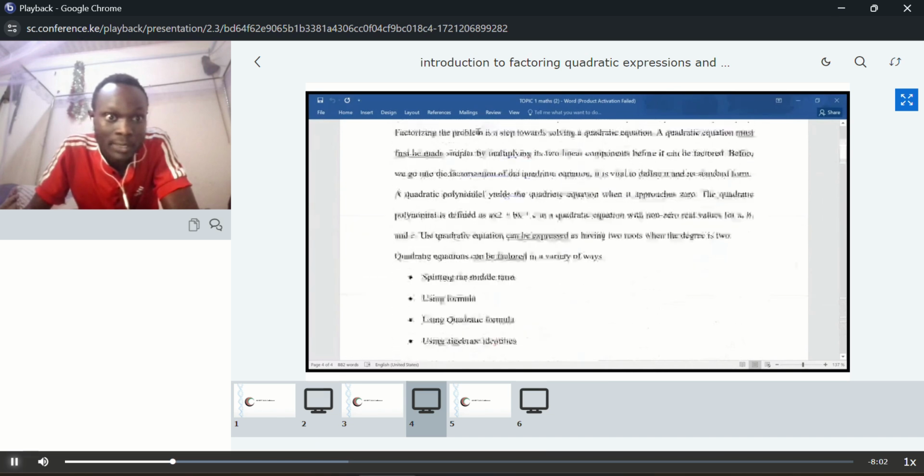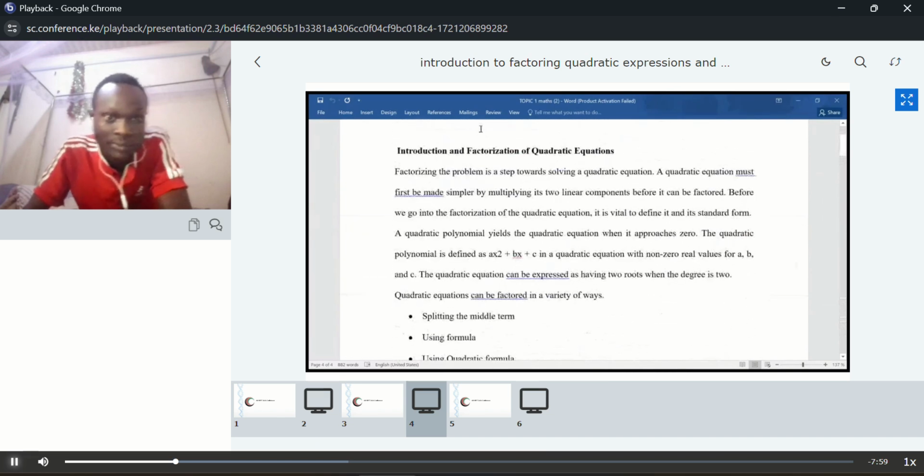We'll start with the introduction and factoring of quadratics. Factorizing the problem is a step towards solving a quadratic equation, and a quadratic equation must first be made simpler by multiplying its two linear components before it can be factored.